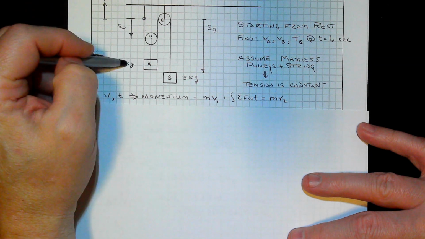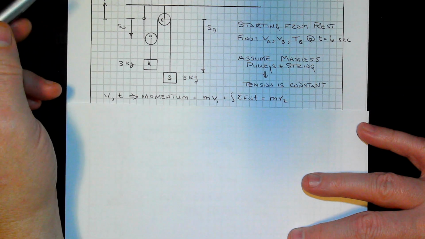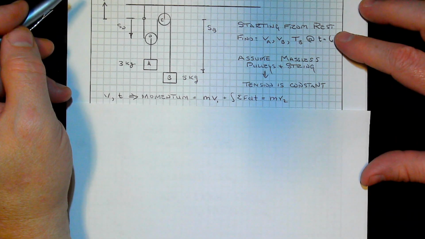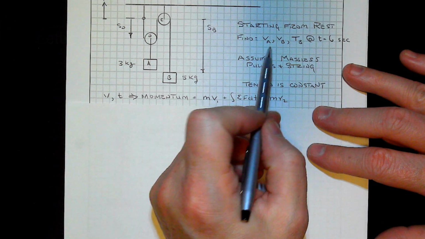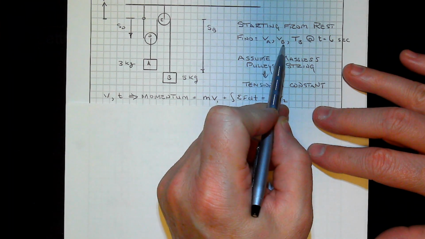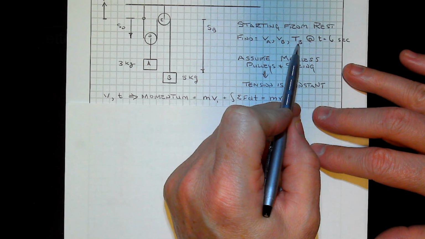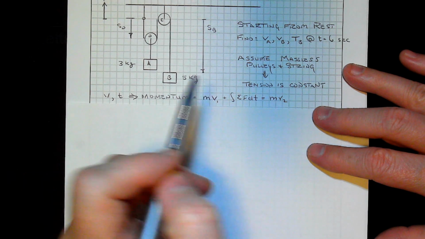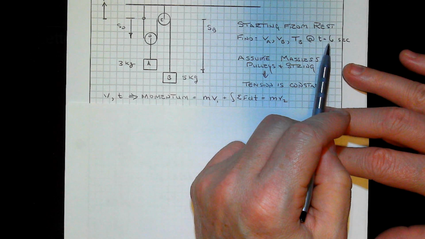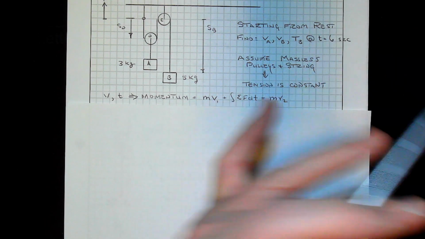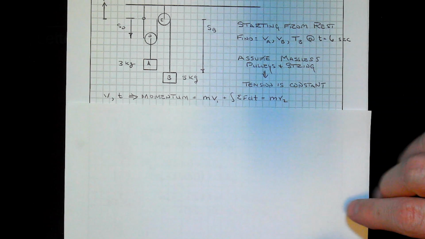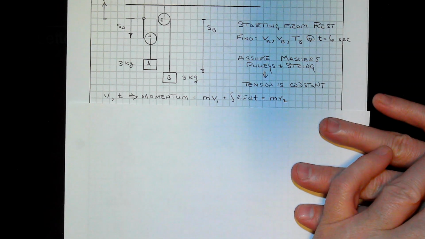So we have mass A at 3 kilograms, mass B at 5 kilograms. Again, we're starting from rest. And what we want to find then is velocity A, velocity B, also a tension, and there's force in our momentum equation, at t equals 6 seconds. But we're seeing a lot of velocity and time, and as you see problems through the semester, that's usually a momentum clue. All right.